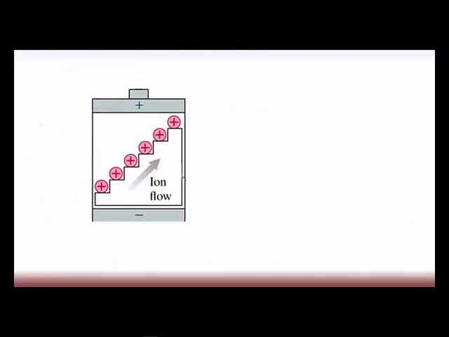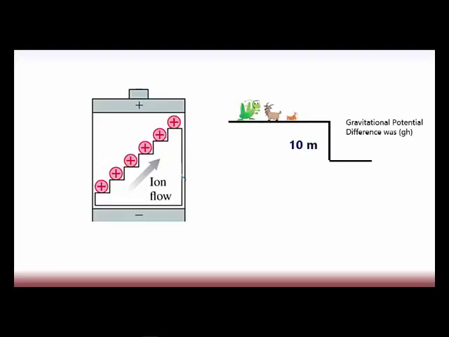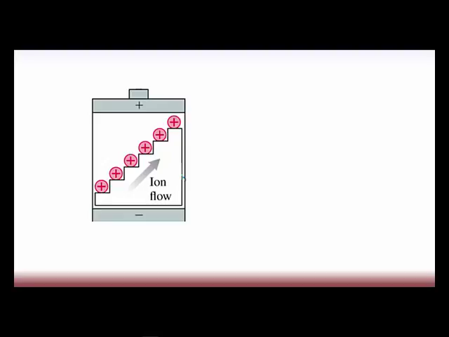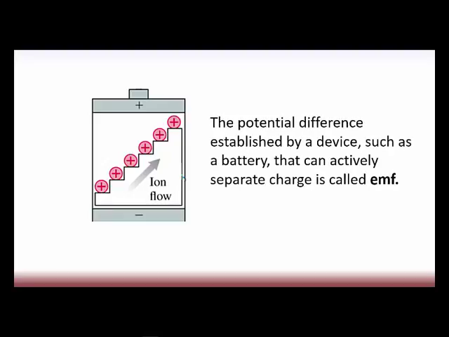This separation of charges in our battery, putting the positives up on the positive plate and leaving the negatives on the negative, creates a potential difference, much like when we raised our animals up to a taller height, gave them a potential gravitational difference. The potential difference established by something such as a battery is called the EMF. EMF stands for the electromotive force. Its symbol is a capital epsilon, and the units for the EMF are volts. So now we see volts, which was our electric potential, has come back again.